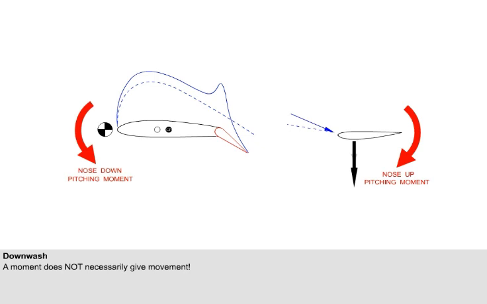So, if you are asked the question, what pitching moment does the aircraft experience when trailing edge flaps are deployed? The only answer you can give is, it depends. The net pitching moment the aircraft experiences will depend upon which of the two pitching moments is dominant. On some aircraft, the net pitching moment will be nose down. On some aircraft, the net pitching moment will be nose up. And on other aircraft, there will be no net pitching moment.